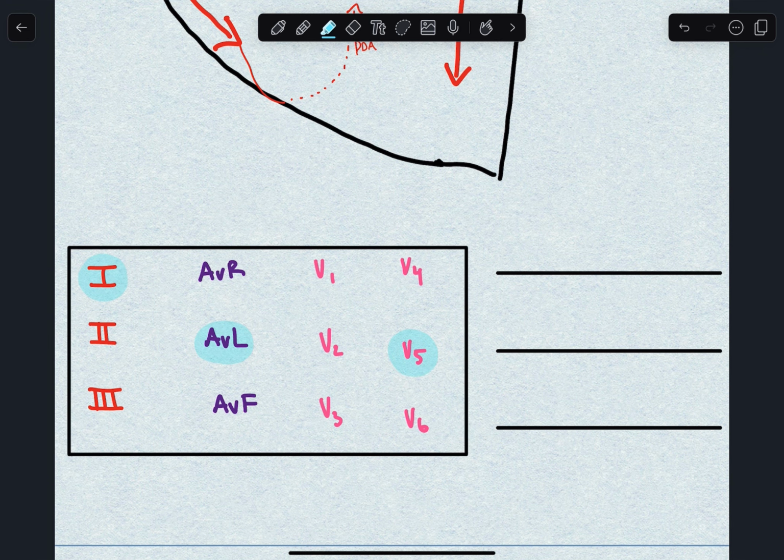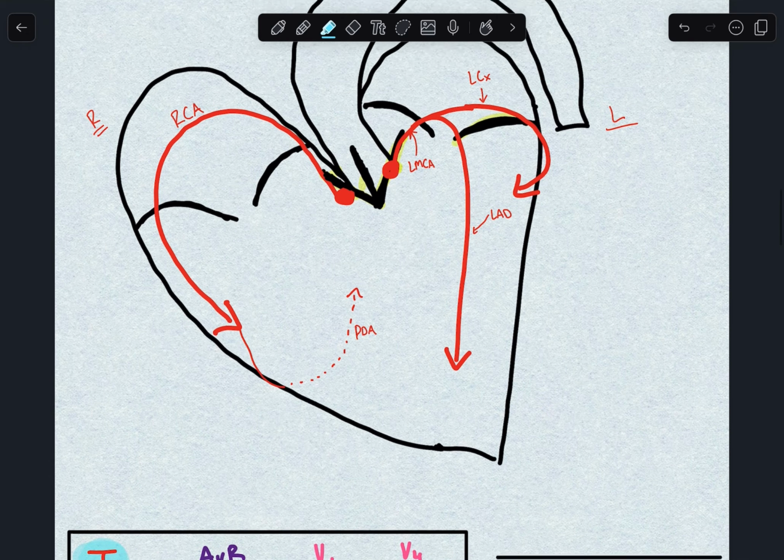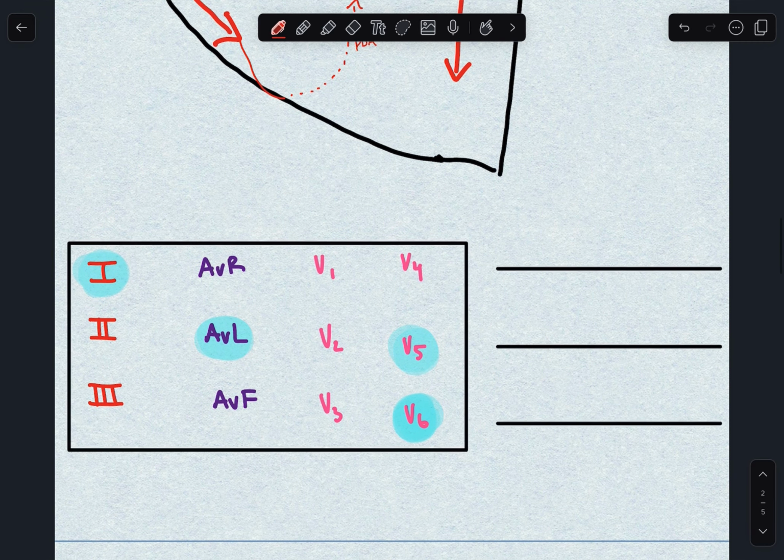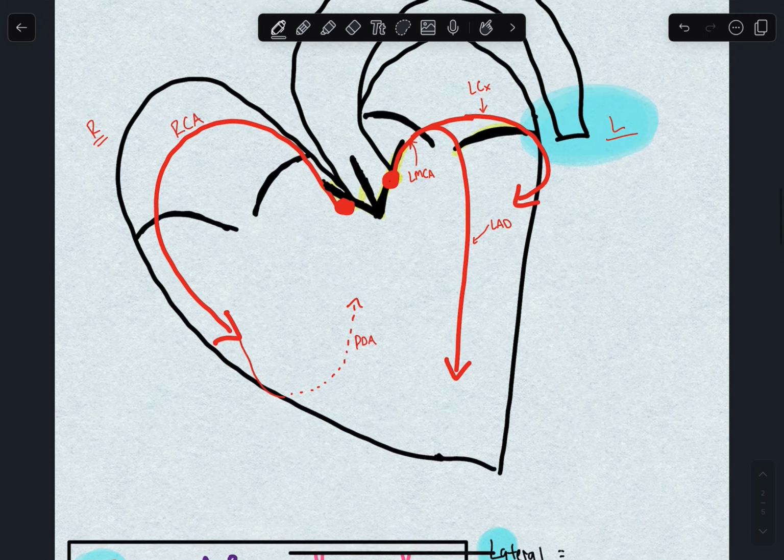So we've said that lead 1, AVL, V5, and V6 are our lateral leads. So looking back at our drawing, we can evaluate this further. As we can see, this high and lateral portion of the myocardium is covered by the left circumflex artery. So, our lateral leads correlate with the left circumflex artery.